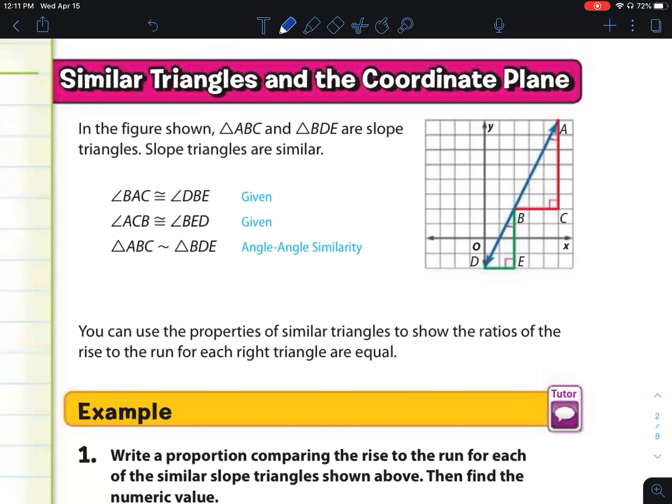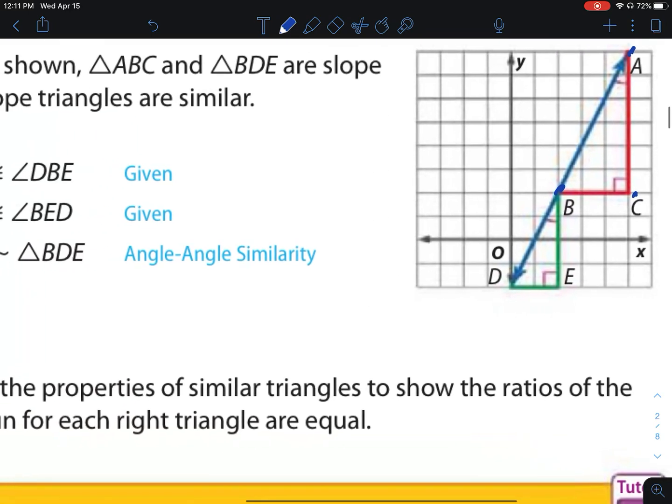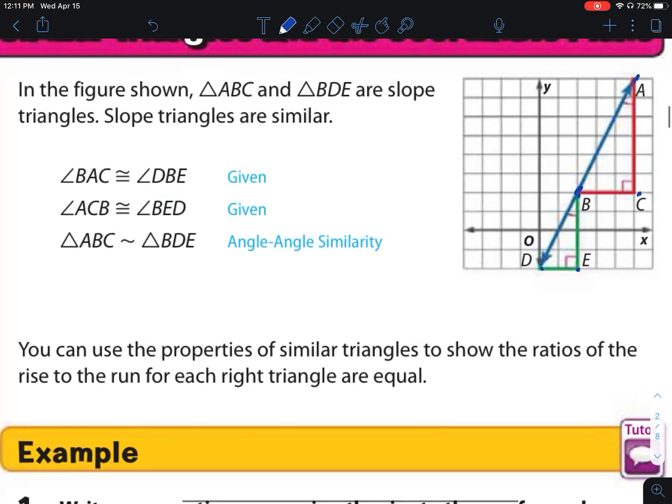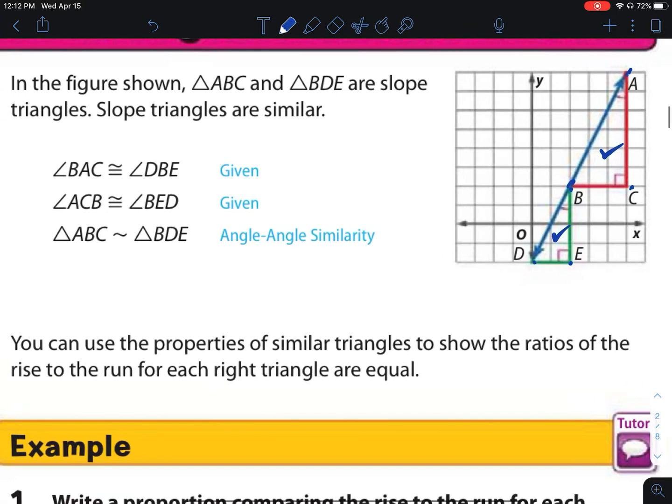So if we draw a triangle ABC, which is here, and triangle BDE right there, they are called slope triangles. Slope triangles are similar to each other. So basically this triangle right here is similar to that triangle right there. That means the corresponding sides of both triangles are proportional.